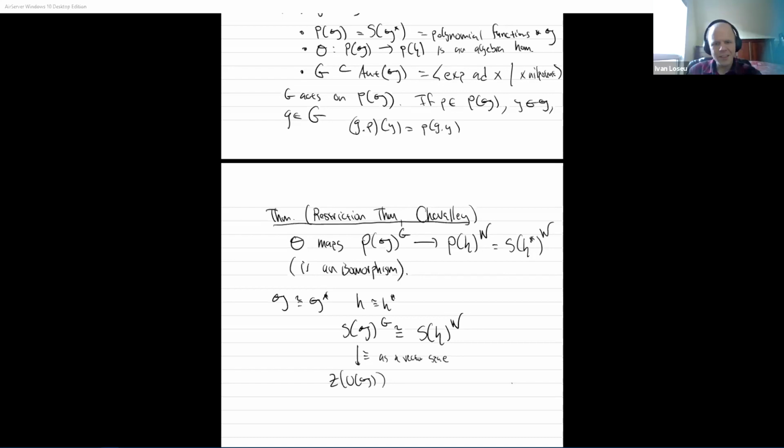Okay. Maybe one should be a bit more precise. So what one shows is that from this vector space isomorphism, S of G, G invariance is just the associated graded of Z of UG. And this Chevalley restriction homomorphism is actually the associated graded of the Harish-Chandra homomorphism.